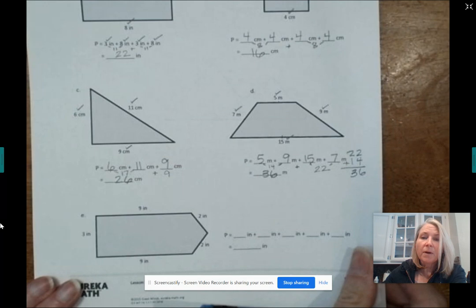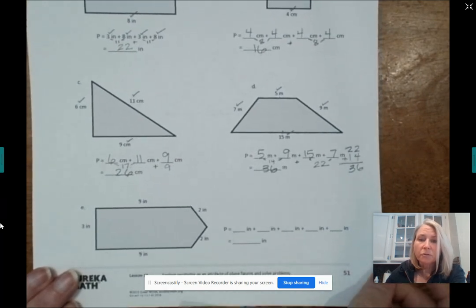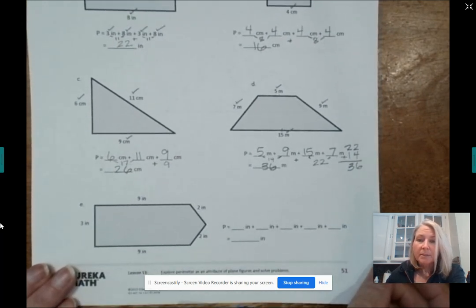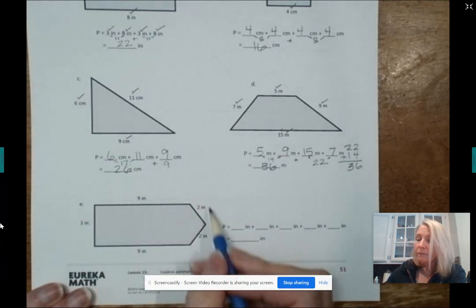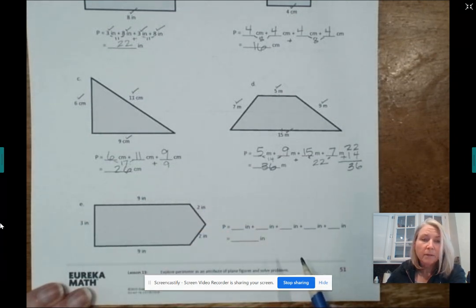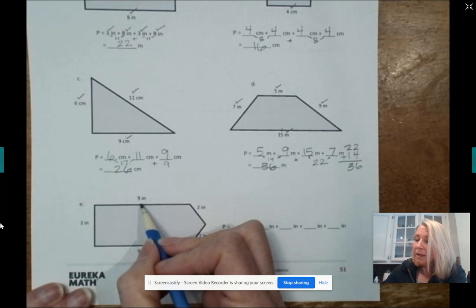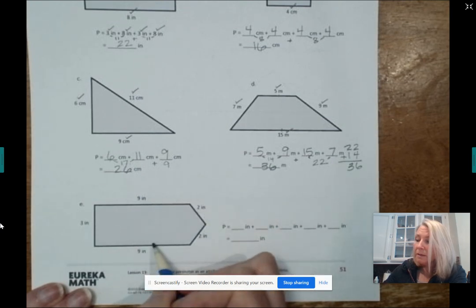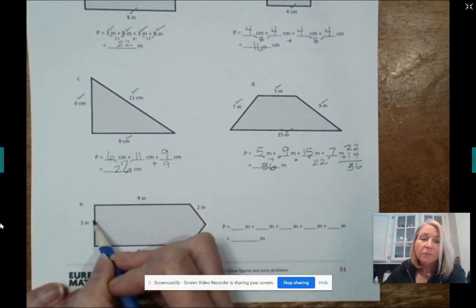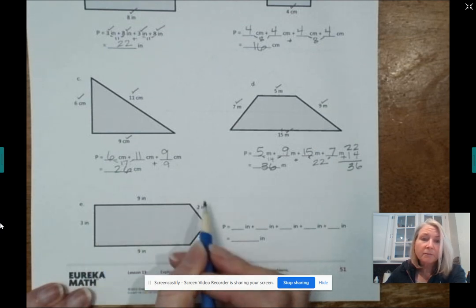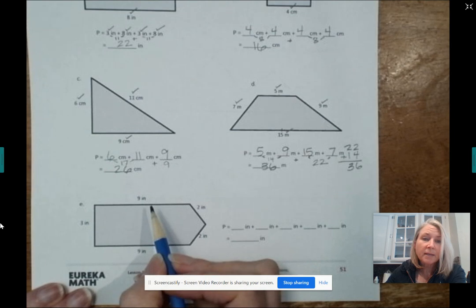When I continue on, here we have a more unusual shape, right? It's kind of like a flag or an arrow. This figure has 1, 2, 3, 4, 5 sides. So even though it doesn't look like a classic pentagon, it is, because it's a 5-sided figure. It does actually have one set of parallel sides here.